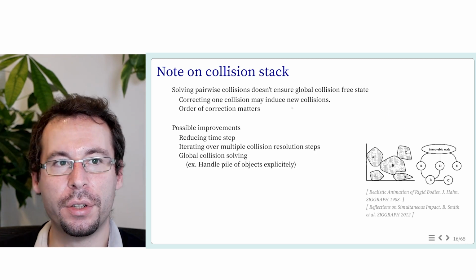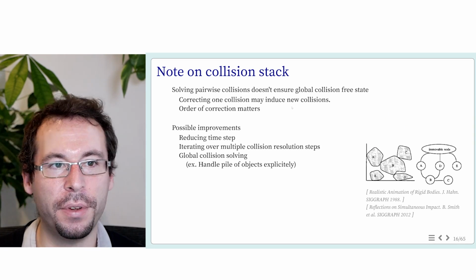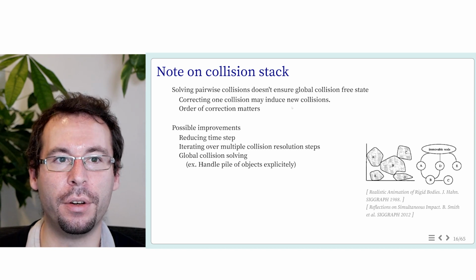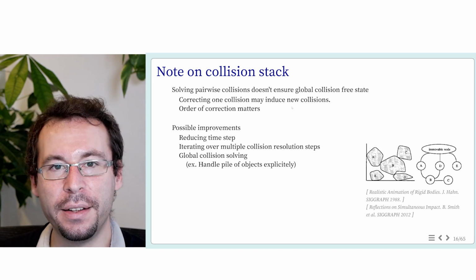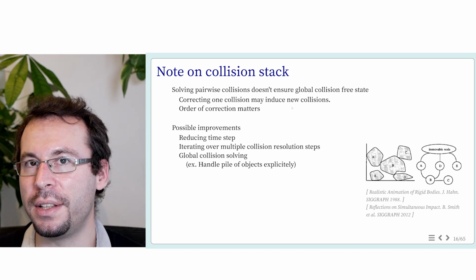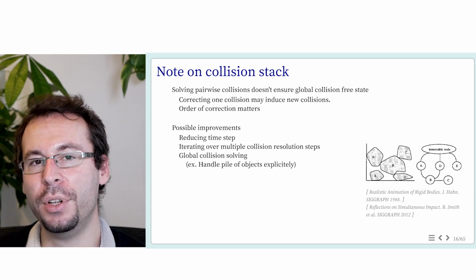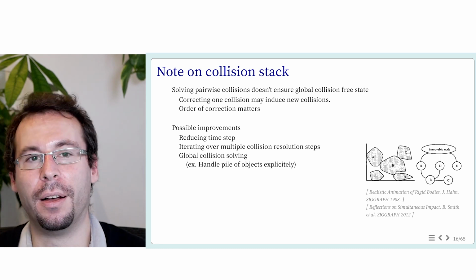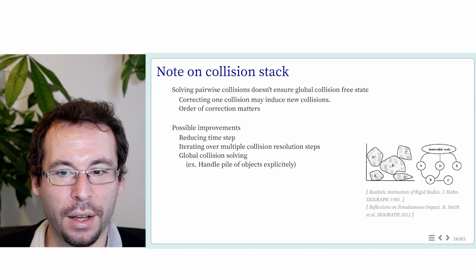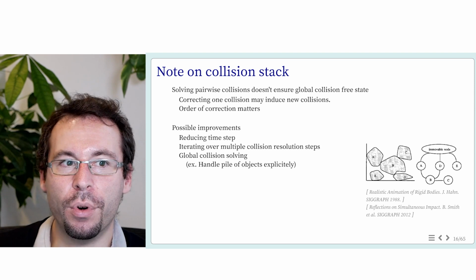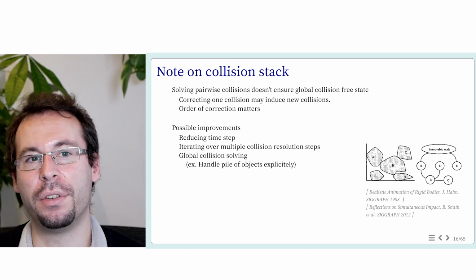And finally, we can note some results on the collision. So far, we only solved the collision pairwise between the different spheres. So it doesn't ensure that globally, at the end, I've got a global collision-free state. Maybe when I correct one collision between two spheres, I modified their position, and maybe my sphere goes into collision with another one. So at the end, I don't have any guarantee, and also the order in which I'm checking and correcting these collisions does matter.